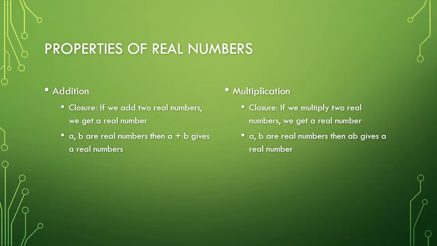Now, real numbers have some special properties that are going to be useful as we go through our classes. First up is the addition and multiplication properties for closure. Closure means that if we add or if we multiply two real numbers, we get a real number as an answer. So I can take 2 plus 7.2, I get a real number. I can take 2 pi times 5 square root of 7, and I get a real number.